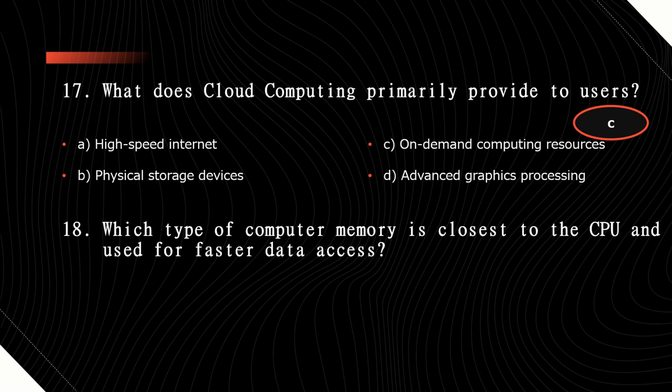Which type of computer memory is closest to the CPU and used for faster data access? Options are A. RAM. B. ROM. C. Cache. D. SSD. Correct answer is C. Cache. Cache memory is located close to the CPU and used for faster access to frequently used data and instructions.